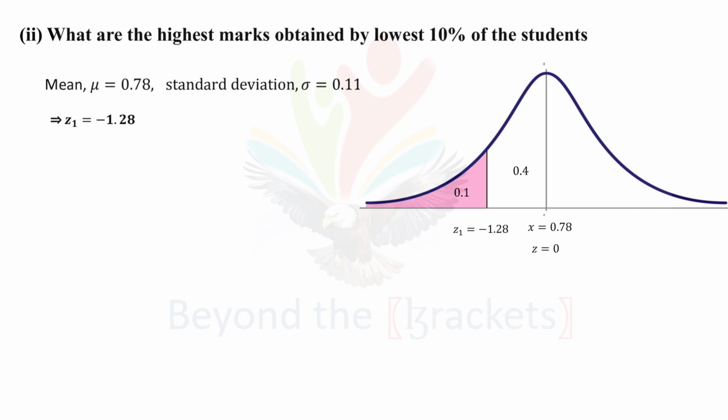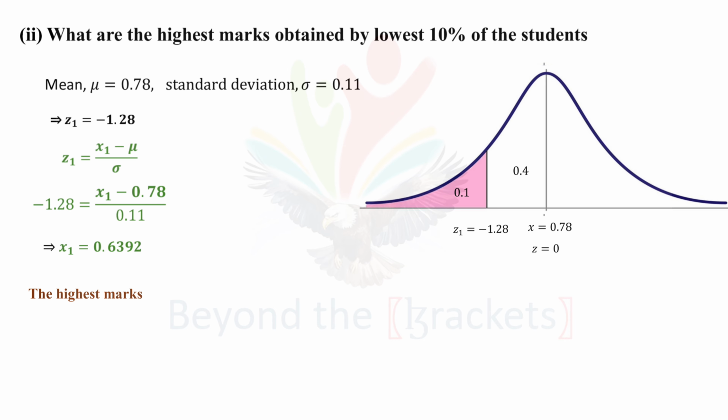Corresponding to x1, we have z1 is equal to (x1 minus mu) by sigma. Substituting the values, we get x1 is equal to 0.6392. Note that here x represents the marks of the students. So the cutoff marks for the lowest 10% is approximately 64%.